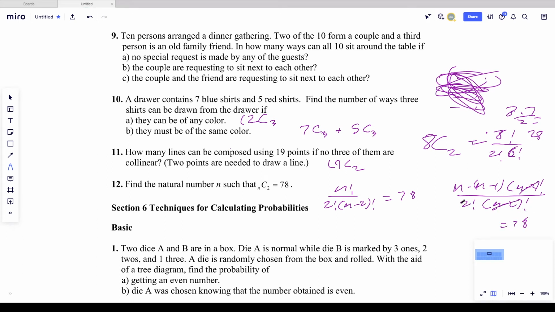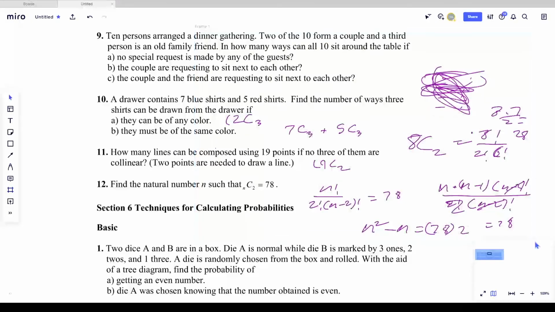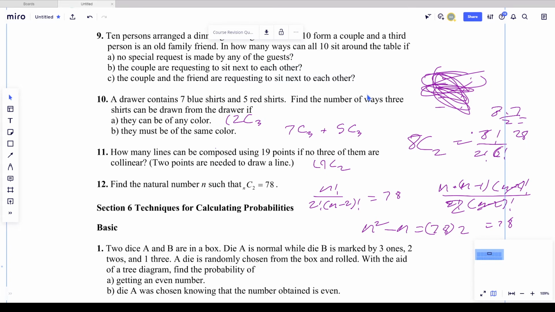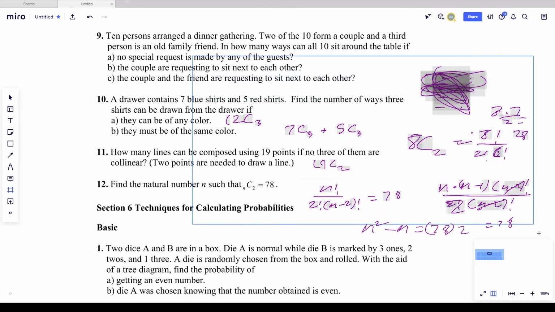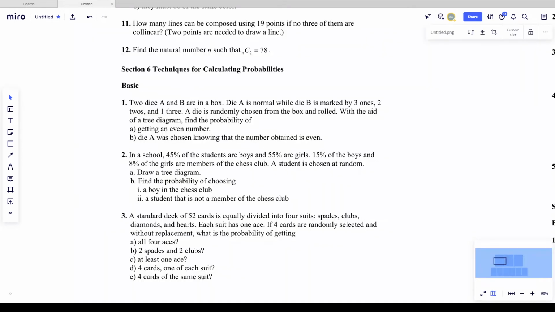This cancels with this, and the 2 factorial is 2. So if you notice, 2 times whatever that number is, it's n times n minus 1. So n squared minus n equals 78 times 2. And you get a quadratic equation, you solve. Negatives you ignore, positives you take. And keep in mind, it's a natural number. We are talking about whole numbers, so it must be a natural number. Otherwise, if you get a decimal, it should be wrong. They will never give you such a thing because it's wrong.